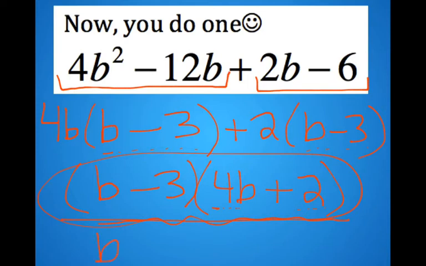You would actually have to take out a 2 just out of these last two terms, and then it would be b plus 2. So then at least it would be factored completely. You should put the 2 on the outside, but at least everything's factored out. Okay? Alright, should be good enough for now.